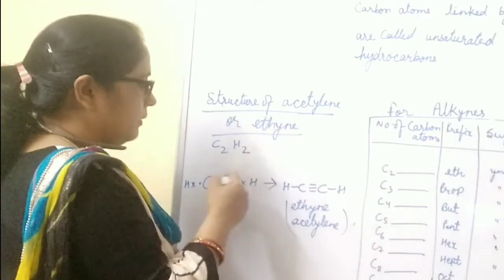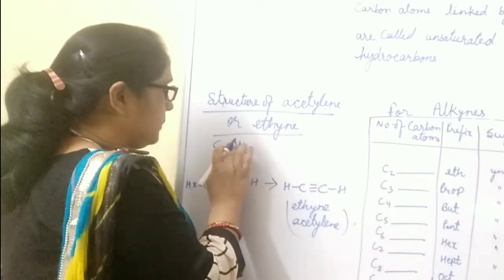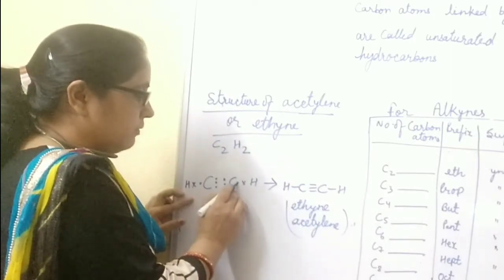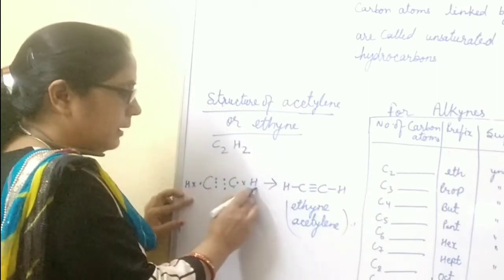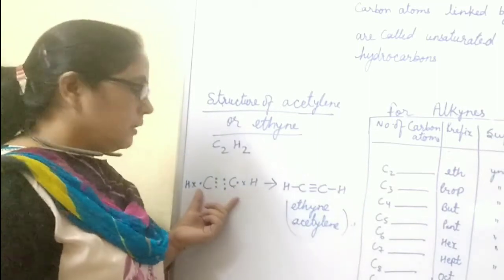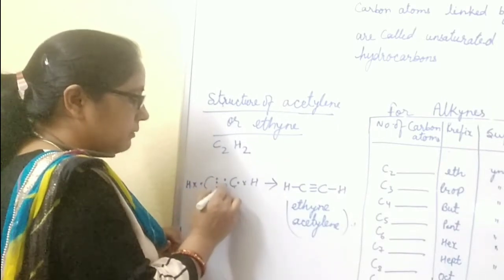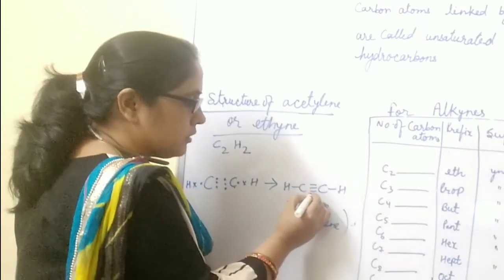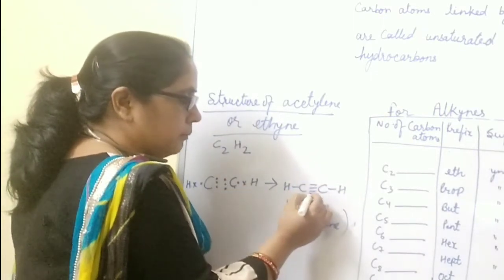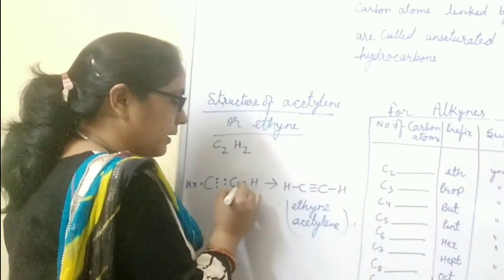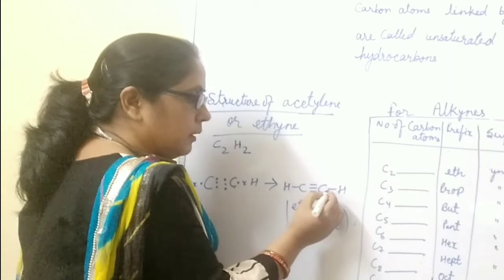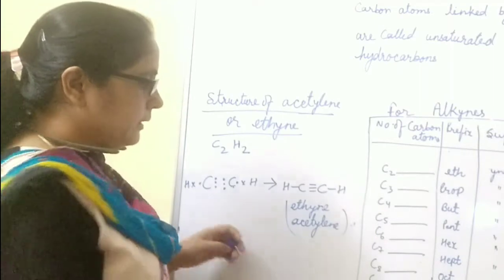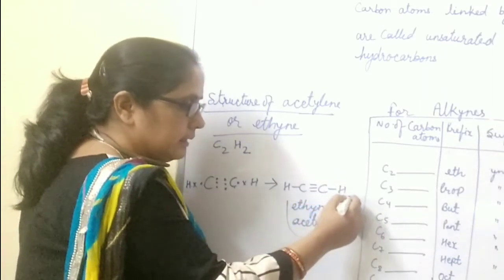In the case of acetylene, there are 2 hydrogen atoms present with 2 carbon atoms. So the 2 carbon atoms each share 1 electron with a hydrogen atom and they have 3 electrons left. So they share 3 electrons with each other, and the 2 carbon atoms share their 3 electron pairs, so they form a triple covalent bond between the 2 carbon atoms, and by sharing 1 pair of electrons with hydrogen they form 1 covalent bond between carbon and hydrogen. And in this way the structure of ethyne or acetylene is this one.